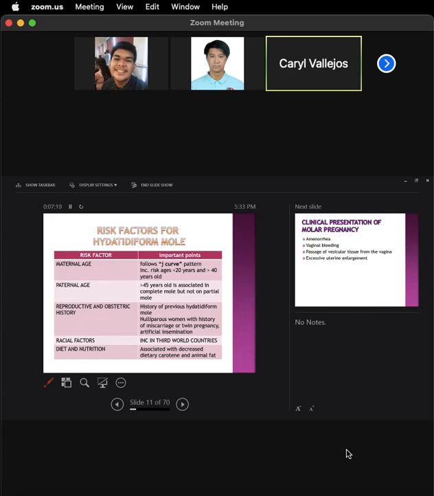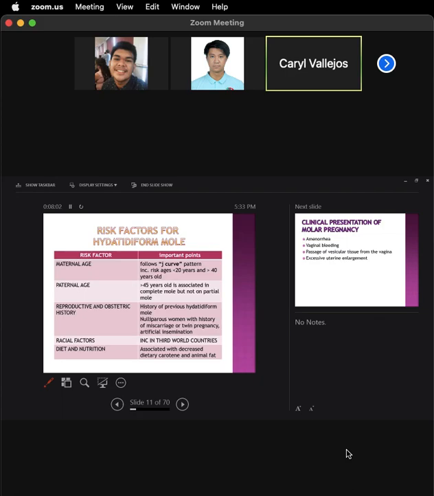Going back to the pathophysiology of hydatidiform mole, most commonly in complete hydatidiform mole, the defect is in the ovum. That is why maternal age is usually a risk factor in having a hydatidiform mole, because at a very young age the ovum can be immature, and at the extremes of age, the ovum is not of good quality.